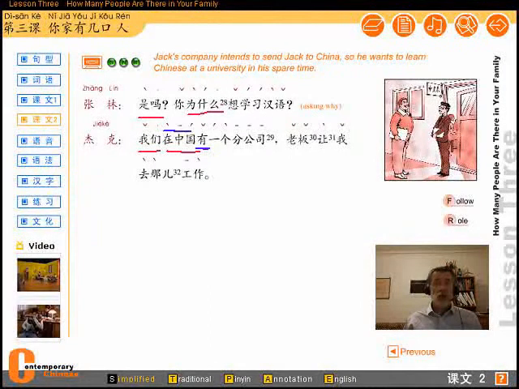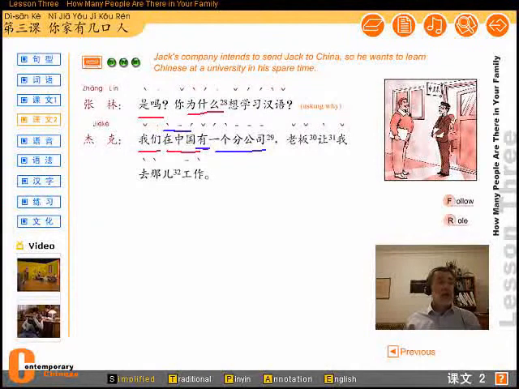So where something happens or where something exists. And then we've got the verb 有, which is to have or there is. And then 一个分公司. This whole part here is what's called the object of the verb. So it wouldn't make sense to simply say 我们在中国有 and not finish the sentence. There needs to be something. There is something. Well, that's called the object of the verb. And in this case, it's 一个分公司.